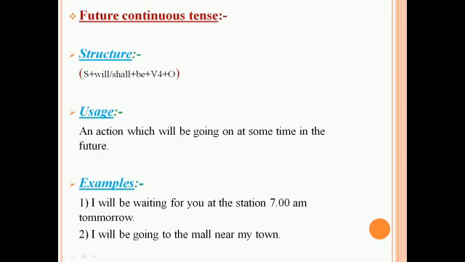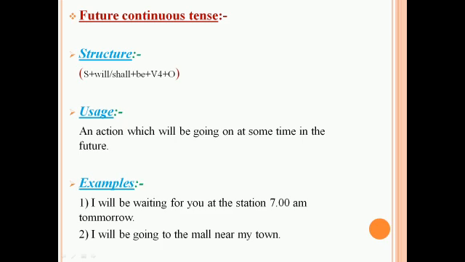Now let us come to future continuous tense. Structure of future continuous tense is subject plus will or shall plus be plus V4 plus object. Look at the structure again, children. Subject plus will or shall plus be plus V4 plus object.